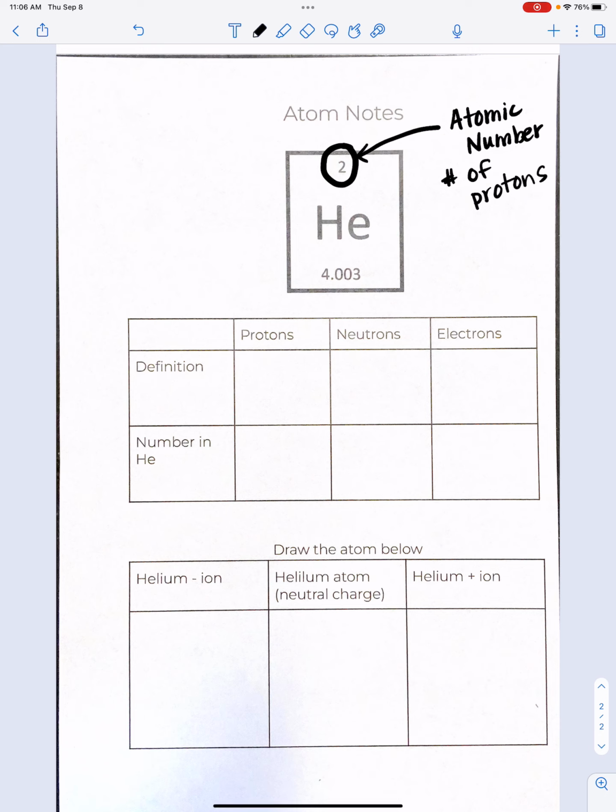Yesterday or last class, you should have learned that as you change the number of protons, you also change what element it is. And so that is going to be a key number for you to think about.